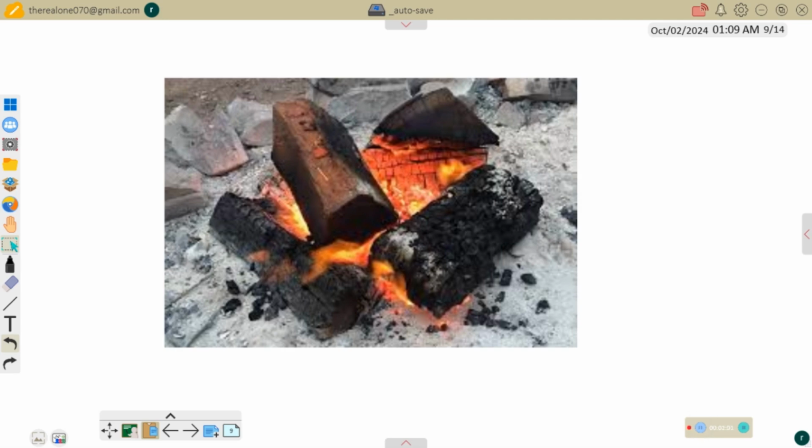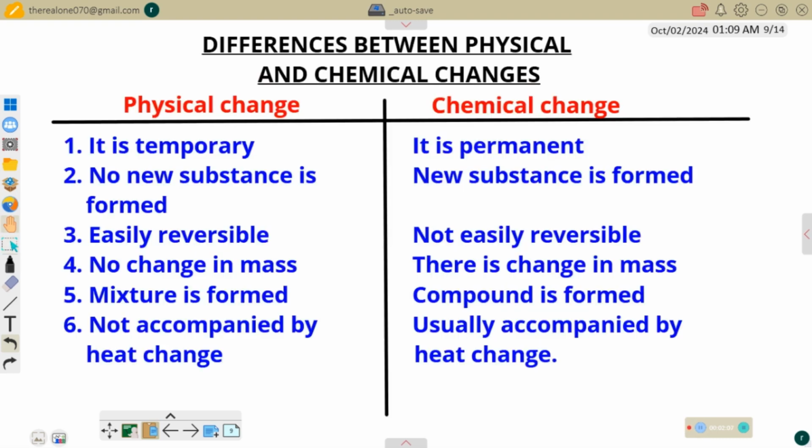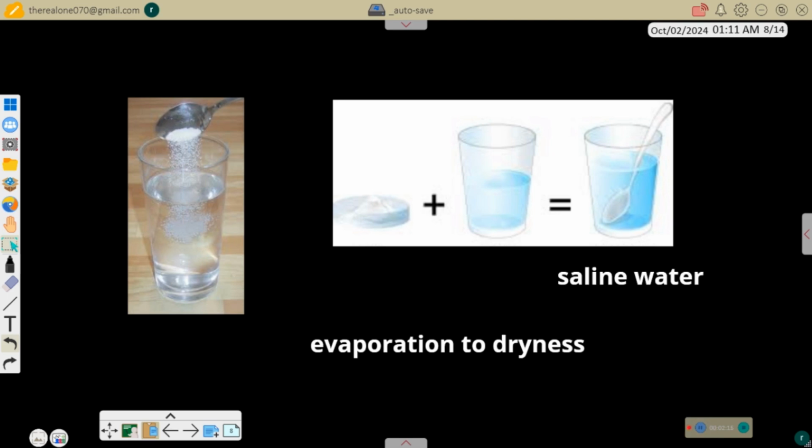Now let's go to the second difference between physical and chemical change. Watch, no new substance is formed under physical change. Then under chemical change, new substance is formed. Now watch this solution of salt and water. This original salt is still our final salt that we will recover back because this is not permanent change, it's temporary. After sacrificing the solvent in the process of separation, through evaporation to dryness, we can still regain our salt back, which will look like our original salt because no new substance will be formed in this process because it's a physical change.